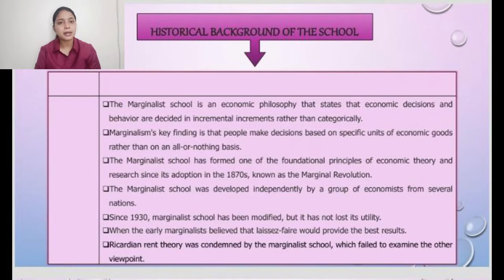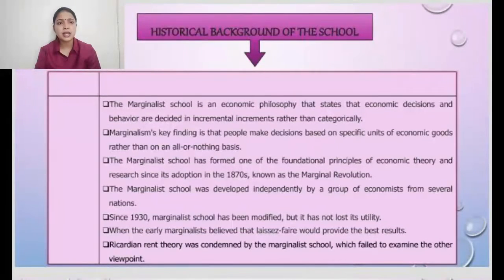Historical background. The marginalist school is an economic philosophy which states that economic decisions and behavior are decided incrementally rather than categorically. Marginalism's key finding is that people make decisions based on specific units of economic goods rather than on an all-or-nothing basis.